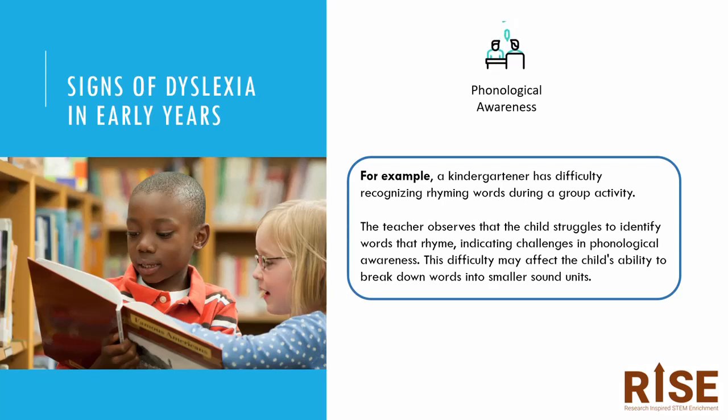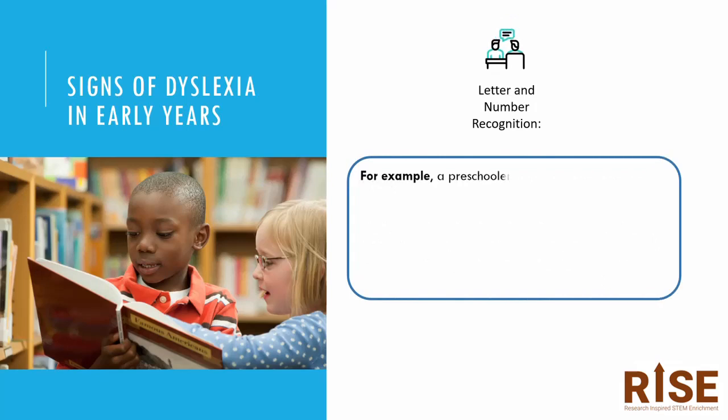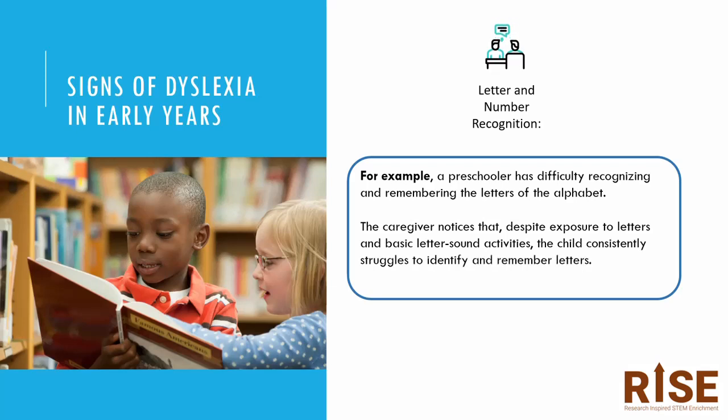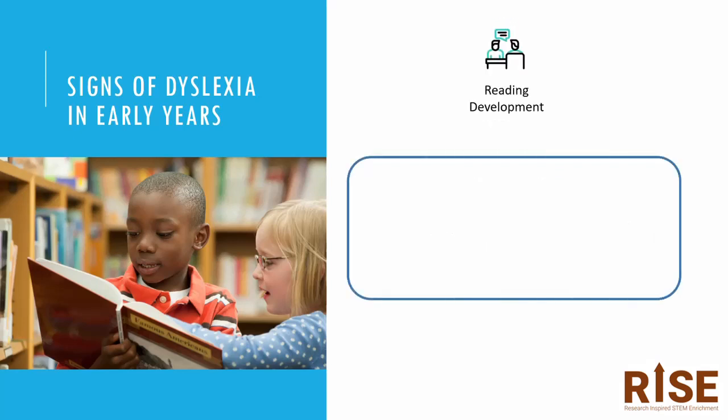Letter and number recognition. Dyslexia during early years may cause difficulty learning letters and numbers and can hinder early literacy and numeracy development. This may be accompanied by challenges in associating letters with sounds. For example, a preschooler has difficulty recognizing and remembering the letters of the alphabet. The caregiver notices that, despite exposure to letters and basic letter-sound activities, the child consistently struggles to identify and remember letters.